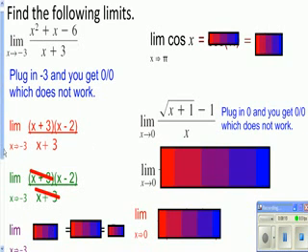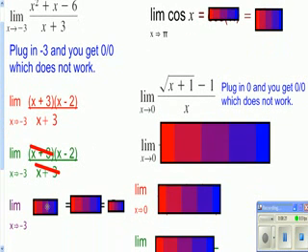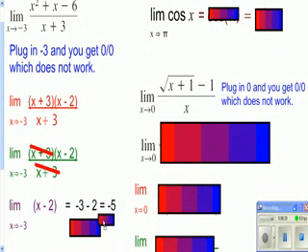You're left then with just the limit as x approaches -3 of just what's left in the parentheses, x minus 2. Plug it in then. Get -2 minus 3, which is -5. That's it. You're done.